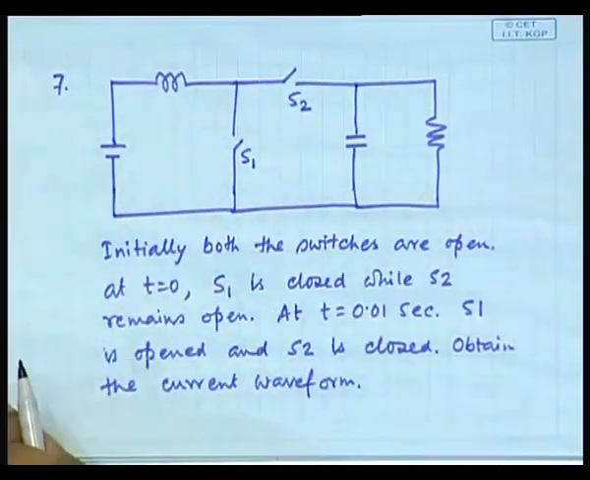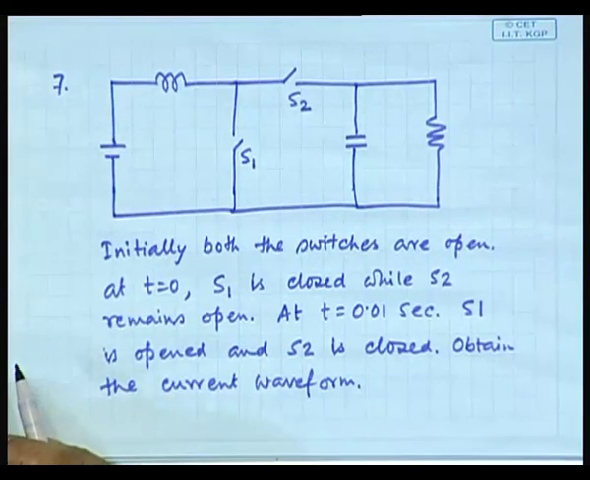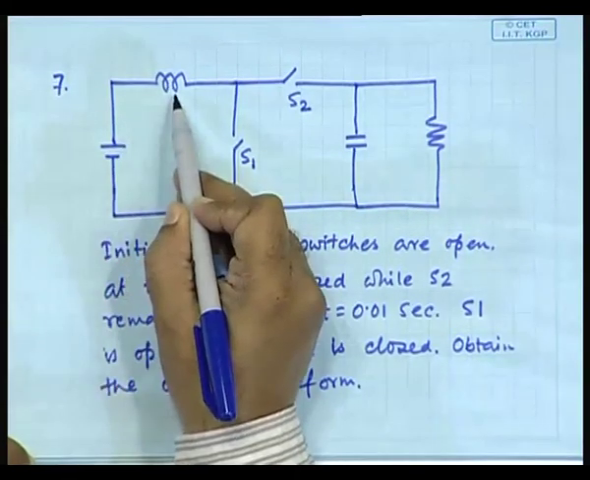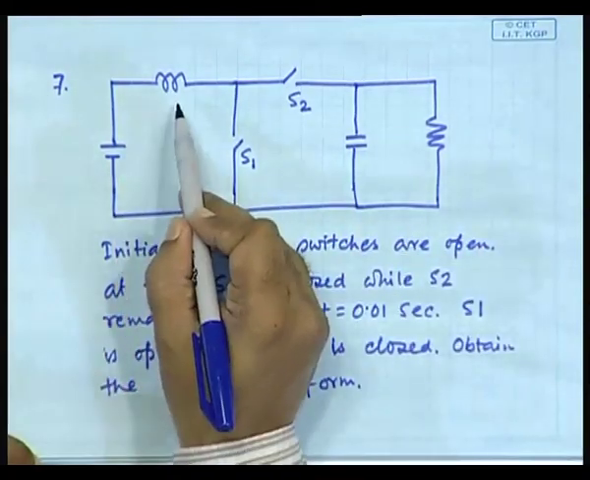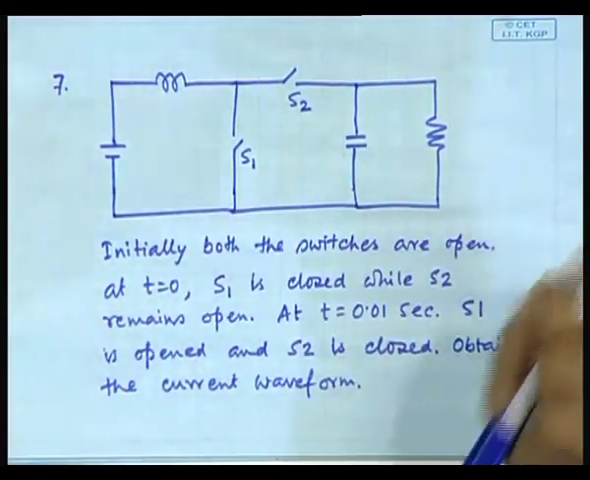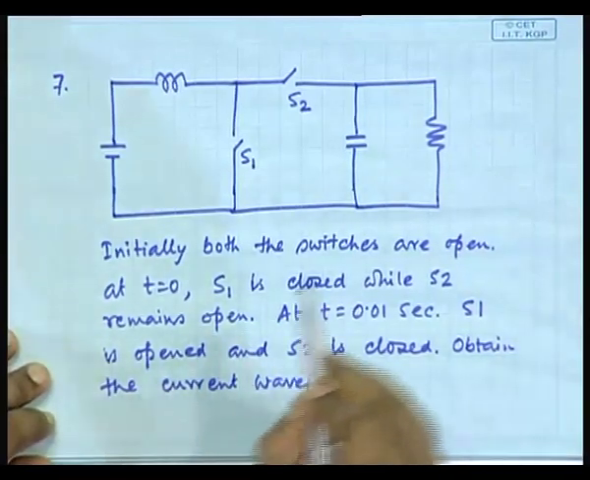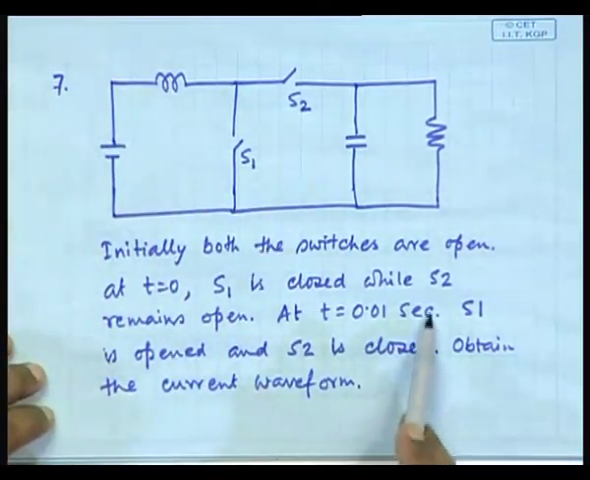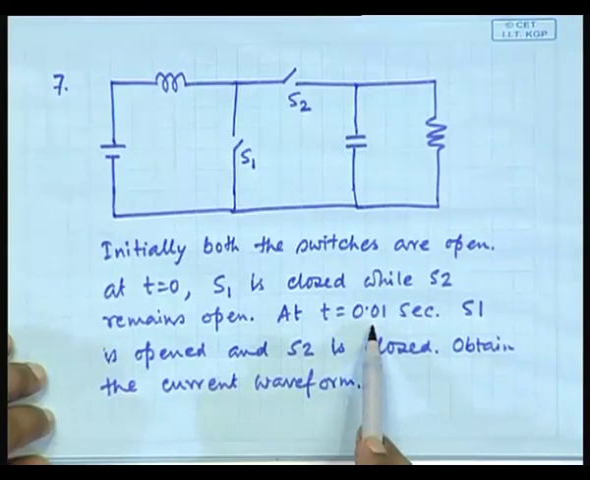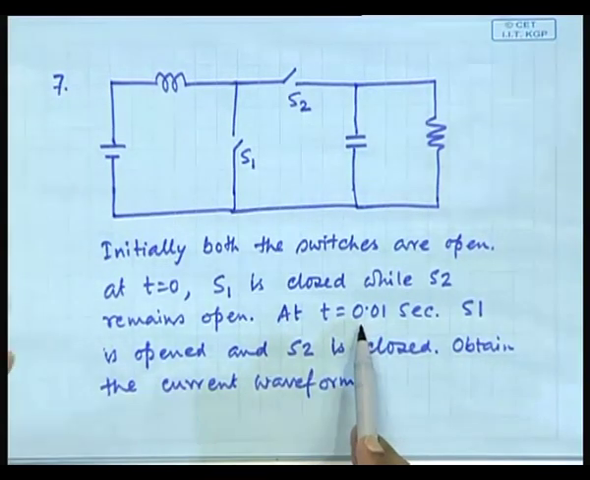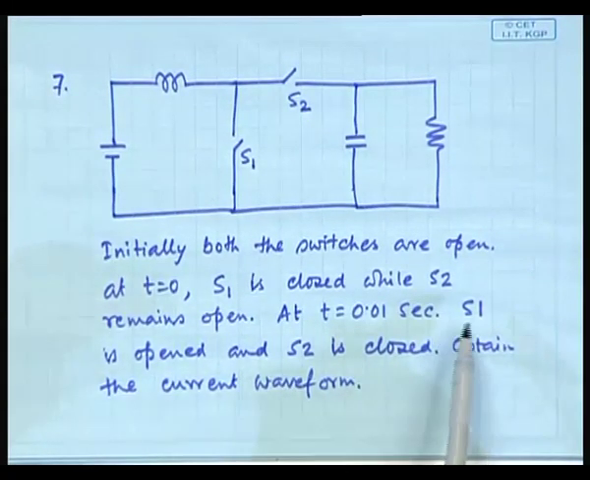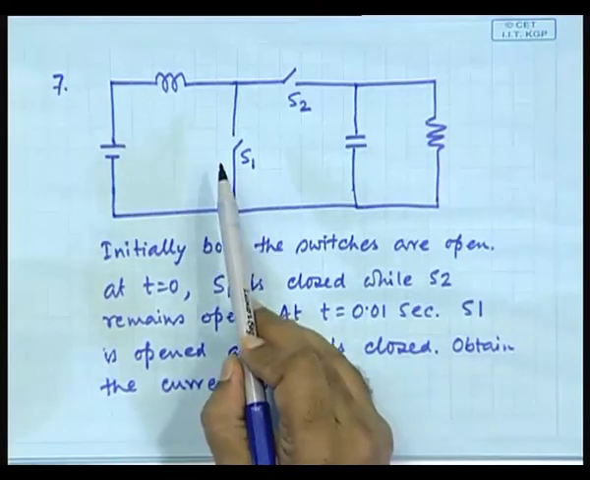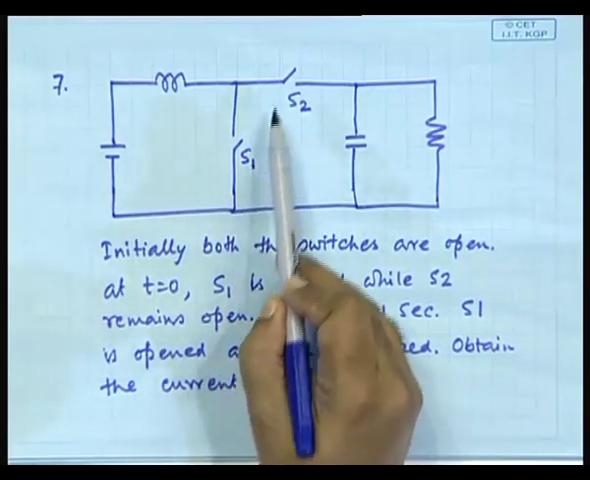Here you have V is equal to L di by dt. So it will rise linearly with a slope of V by L, simple. It will rise linearly with a slope V by L till 0.01 second. So you have to find out where it reaches, and that becomes the initial condition for the next part of the problem. Now, in the next part of the problem, this is open and this is closed.